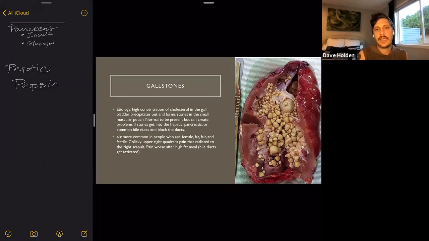This is more common in females who are overweight, who are fair-skinned, and who are within childbearing age. Since the liver's in the upper right quadrant, we get pain in the upper right quadrant. It radiates up to the right scapula. The pain is worse after a high-fat meal because remember, the presence of fat in the digestive tract will stimulate the production of bile. So we send the bile down the tube, but the tube is blocked. So every time you eat fatty foods, we unleash more bile and it swells that vessel even more.